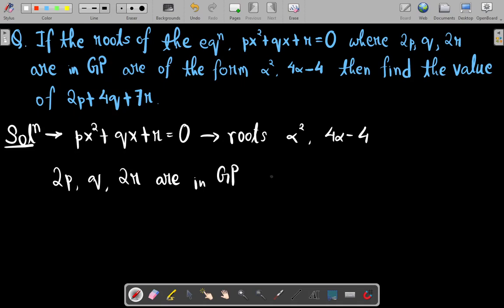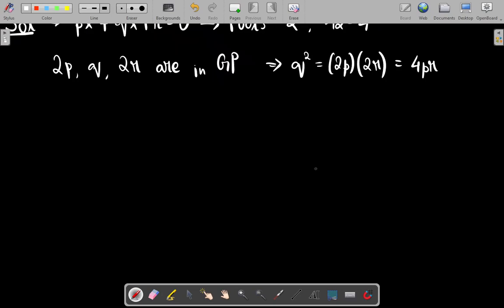If these are in GP, then the square of the middle term will be equal to the product of the extreme terms, right? So from here it can be concluded that q square is equal to 2p times 2r, which means q square is equal to 4pr.